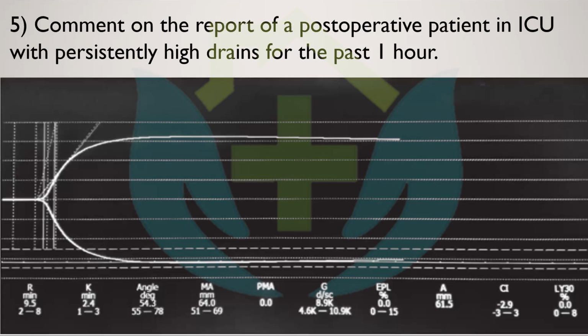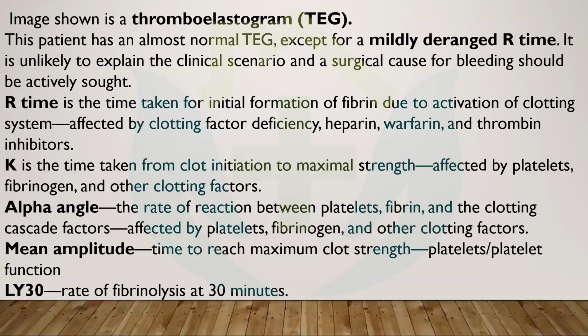What you should concentrate on is that this is a post-operative patient having high drains for the past one hour. Some clues are always there in the history they have given, not only in the image. And the R time is a bit raised. This is the only thing you get; the rest are within normal. So this patient has an almost normal TEG except a mildly deranged R time. It is unlikely to explain the clinical scenario, and a surgical cause for the bleeding should be actively sought.